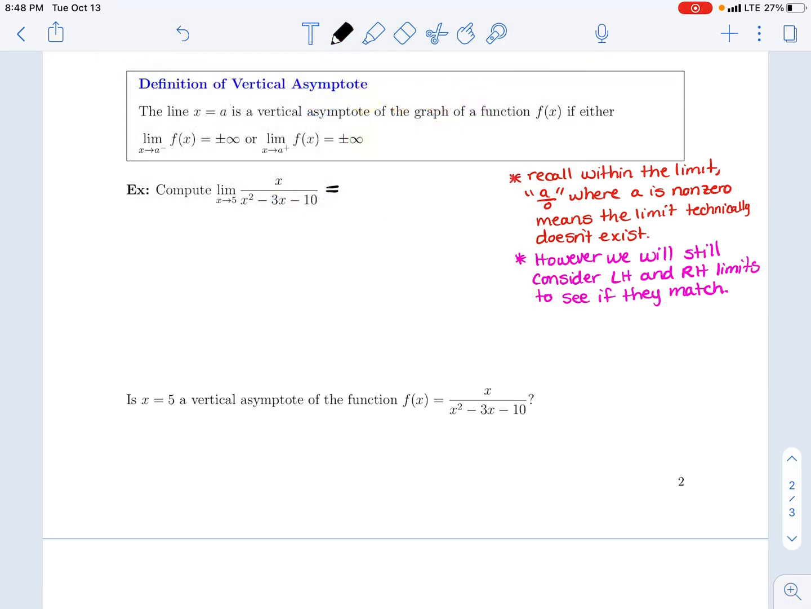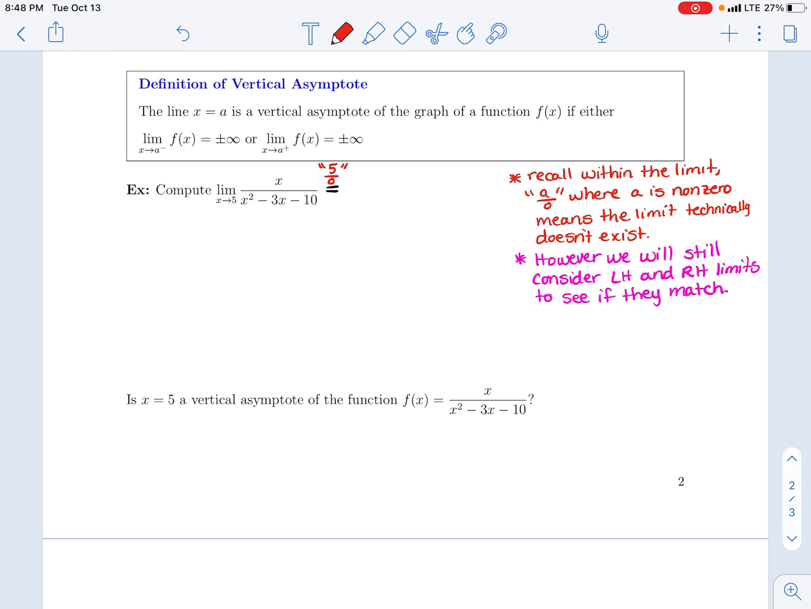into the function. And so what you notice here is that you're going to get 5 in the numerator, and then in the denominator, you're going to get 0 when you plug in. So we're in this case where we have 5 over 0. Okay, and so we haven't talked much about this yet.